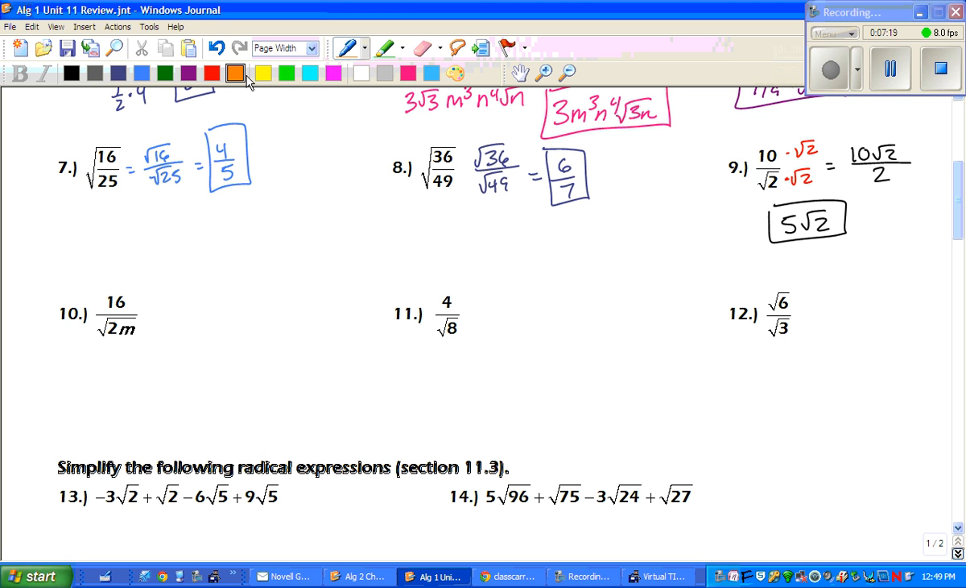Okay, number 16. Number 16, we're going to do the exact same thing. We've got that radical on the bottom. So then we get 16 square root of 2m all over 2m. Reduce that fraction, 16 over 2. You get 8 square root of 2m over m.